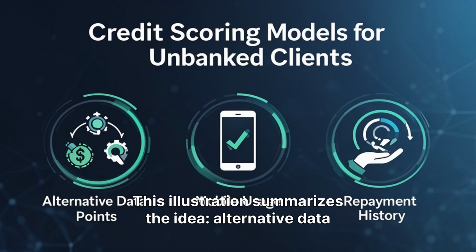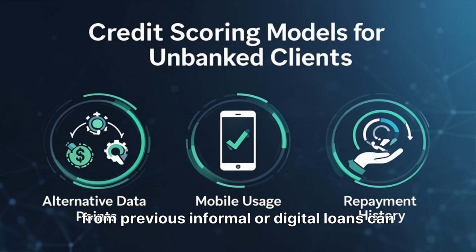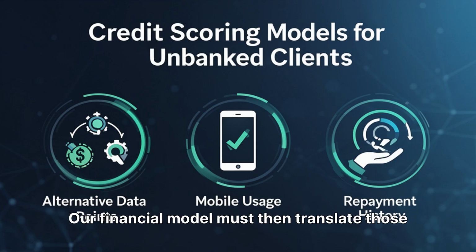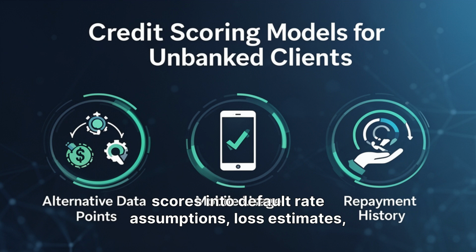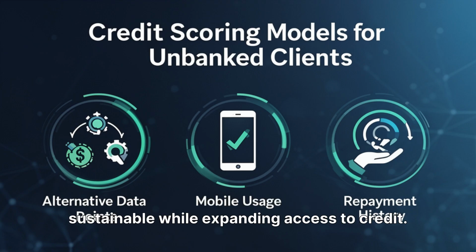This illustration summarizes the idea. Alternative data points, mobile usage patterns, and repayment history from previous informal or digital loans can all be converted into risk scores. Our financial model must then translate those scores into default rate assumptions, loss estimates, and pricing decisions, ensuring the business remains sustainable while expanding access to credit.